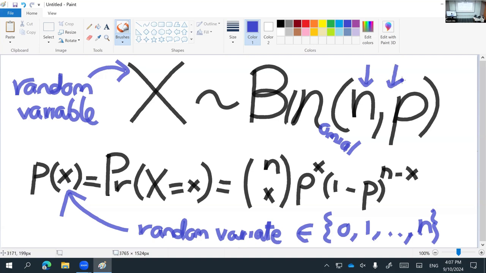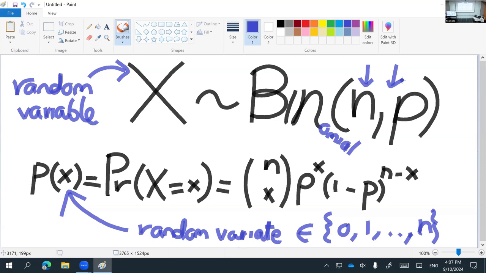n and p. The n parameter tells you the maximum value, how many tries it gets, how many houses you visit, how many shoes you produce. P is the probability of 1, or probability of bingo. You make a sale, or 1, bad shoes. So P is the probability of 1 for each trial.